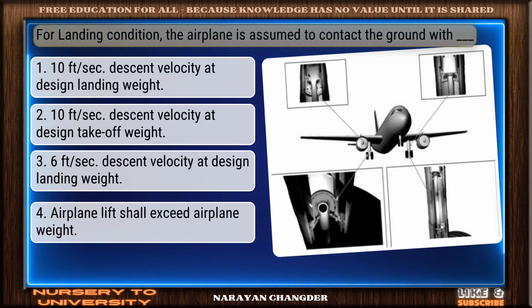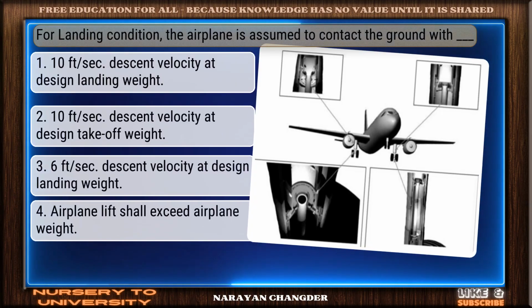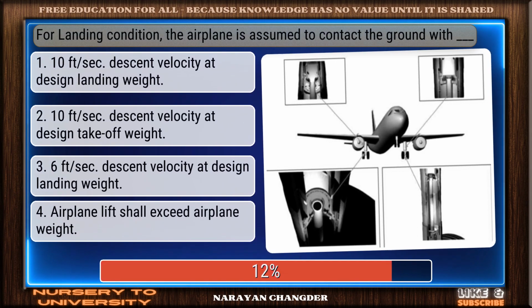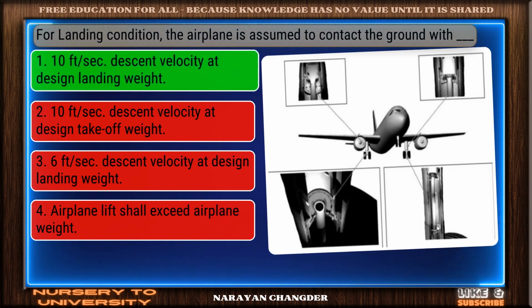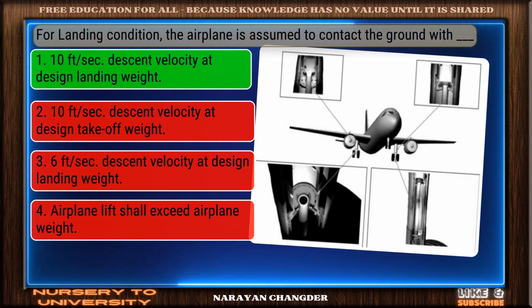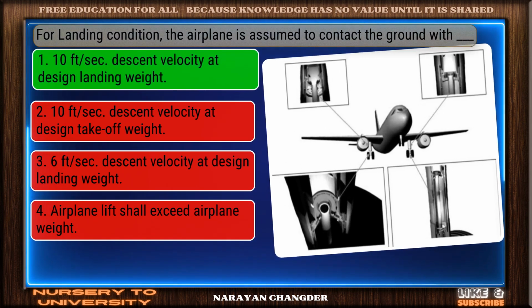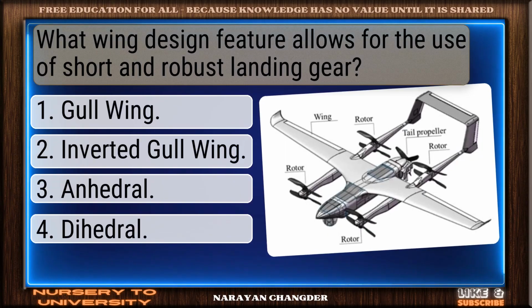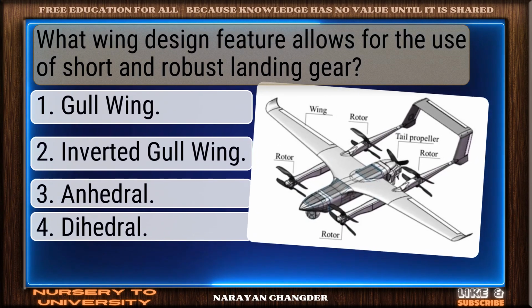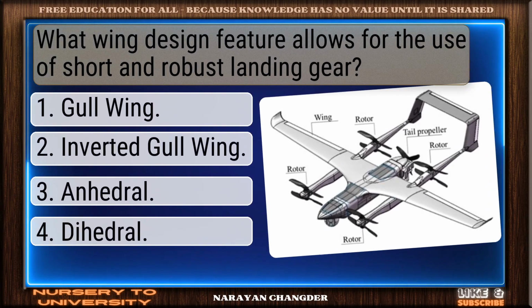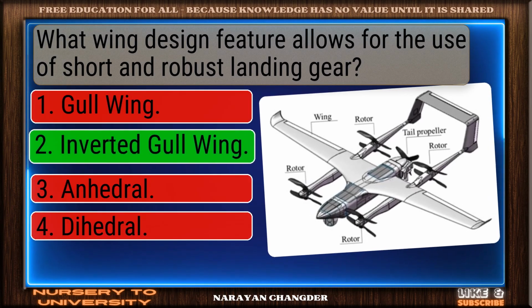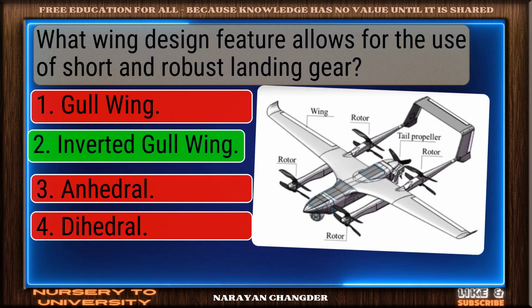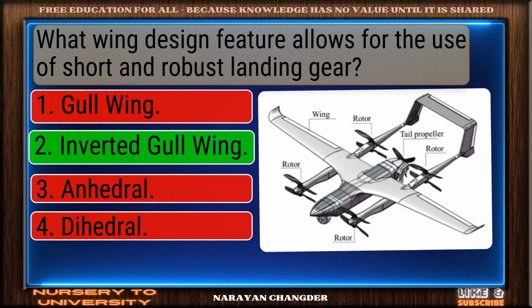For landing condition, the airplane is assumed to contact the ground with dash. Great job. 10 feet per second descent velocity at design landing weight is the accurate answer. What wing design feature allows for the use of short and robust landing gear? Nice work. You chose inverted gull wing and it is correct.